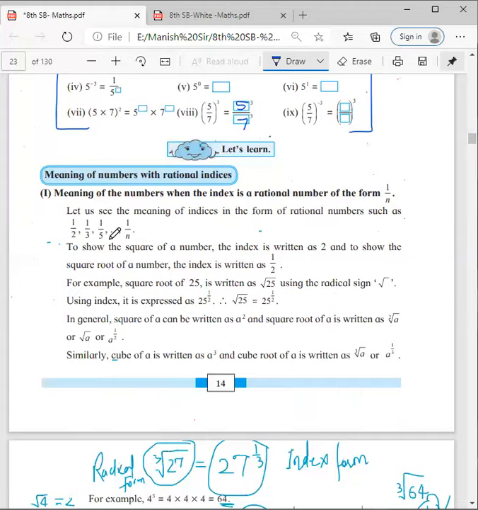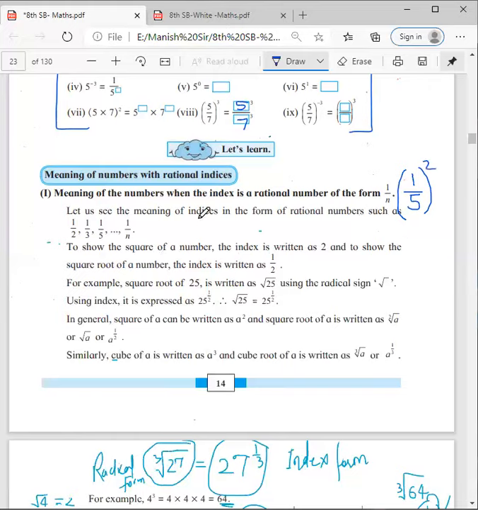To show the square of a number, the index is written as 2. And to show the square root of the number, the index is written as 1 upon 2. What is the meaning of 2 and 1 upon 2? If I want to show the square of a number 1 upon 5, I can write this as 1 upon 5 raised to 2.